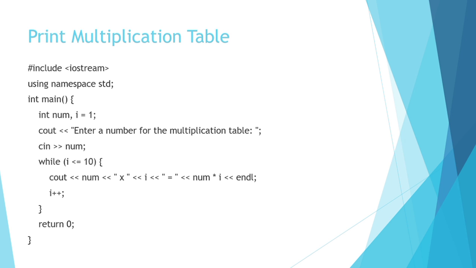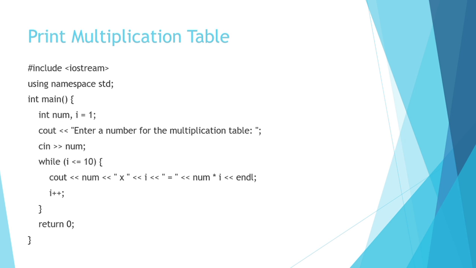Cout "Enter a number for the multiplication table". This outputs a prompt asking the user to input a number. cin >> number: this takes the input from the user and stores it in the number variable. The user will enter a number, and this number will be used to calculate and display the multiplication table.